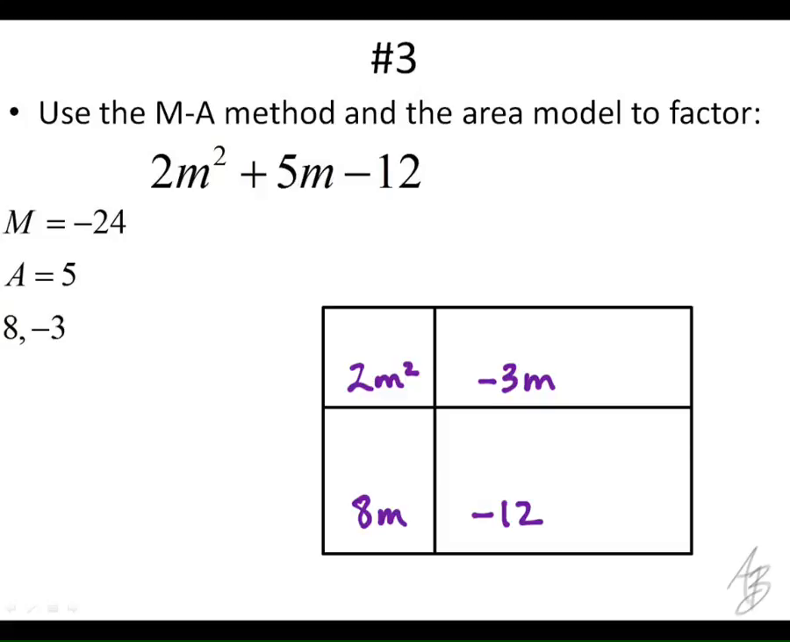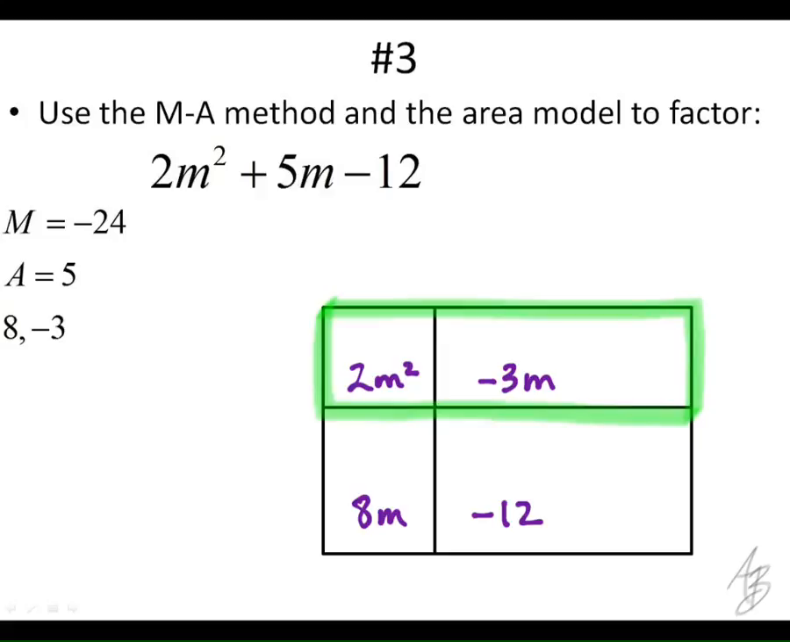So now when we're finding the numbers that multiply to get those areas, when we're finding the height and the width, we're going to have to keep those negatives in mind. We have to make sure that we get the negatives where they're supposed to be negative. All right, so let's look at the first row. What is the GCF of 2m squared and negative 3m?